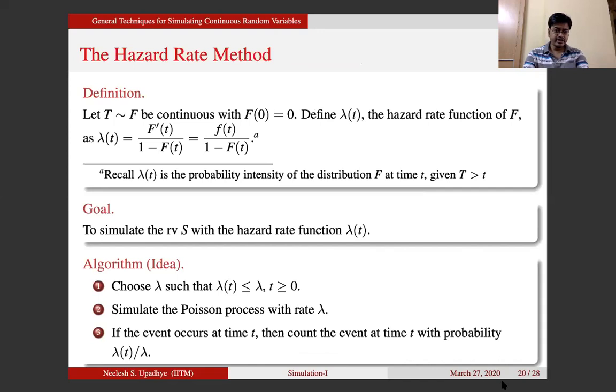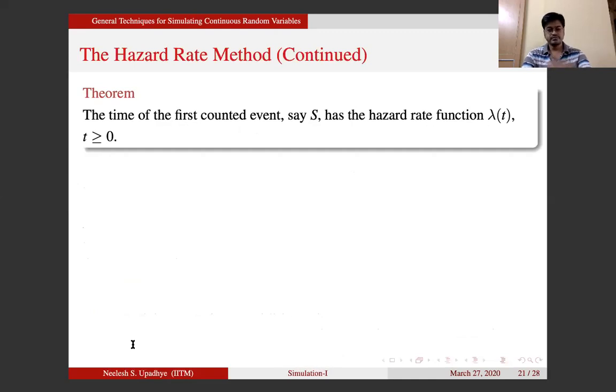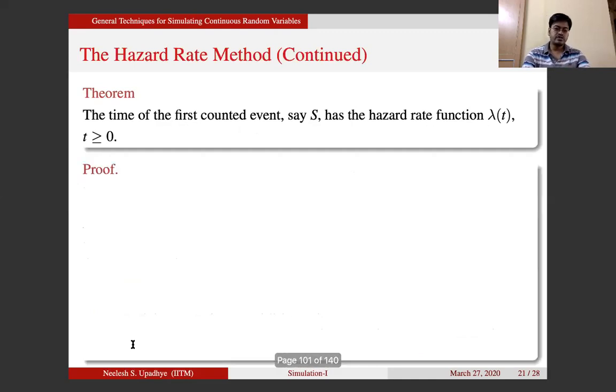So what I am doing, step 2 is important. For step 1, essentially I am saying I will choose a lambda that always bounds lambda(t) for all t. Step 2, I will simulate a Poisson process, and step 3, I will accept the counted event of the Poisson process with probability lambda(t) by lambda. So this is actually giving you some kind of proportion. Lambda(t) by lambda is the proportion of acceptance. So let us try to understand what this will do.